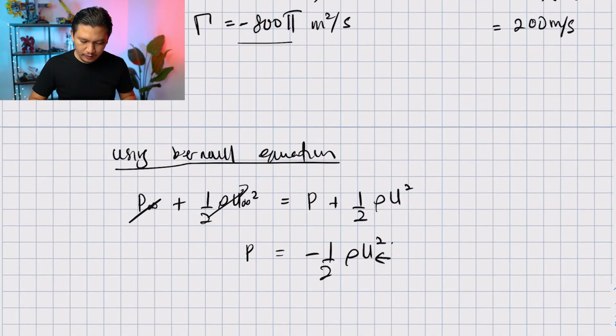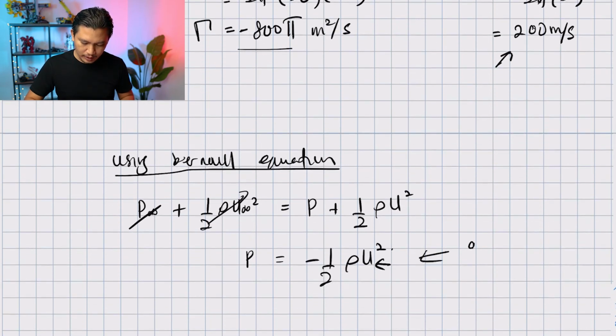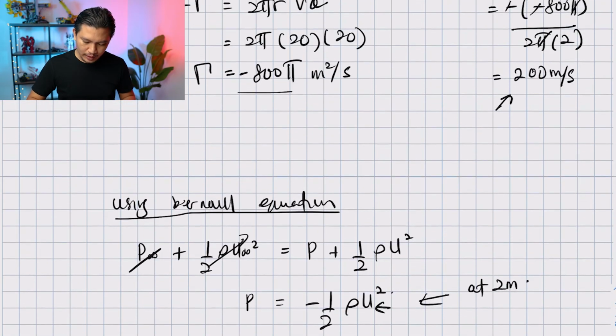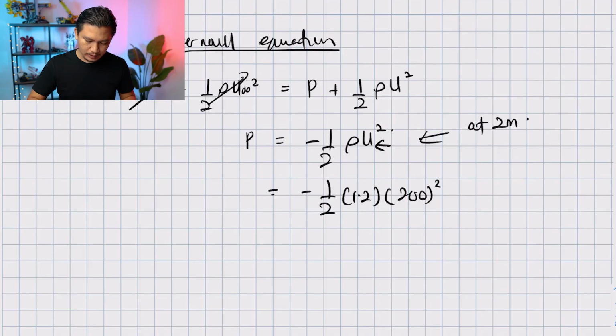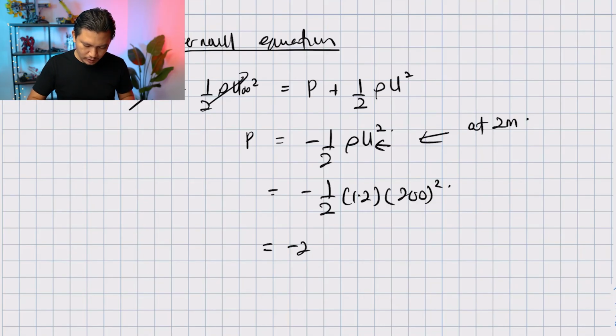And u is definitely V theta that we obtained before, and this is at 2 meter. So at 2 meter, right? So this is equal to minus 1 over 2, and rho of air, you can just use 1.2 or 1.23, and u is 200 meter per second. And this is equal to 200 square divided by 2 times 1.2, negative 24,000 Pascal, or minus 24 kilopascal.